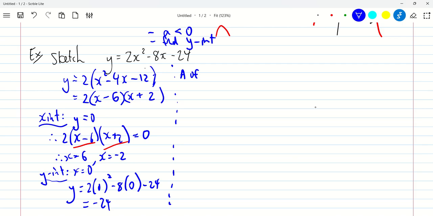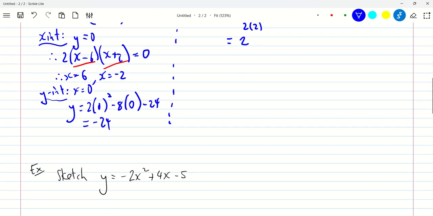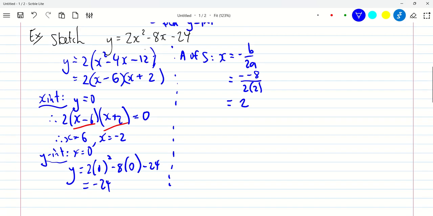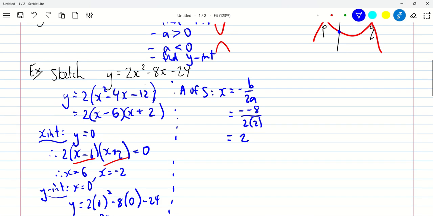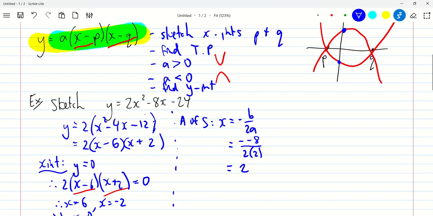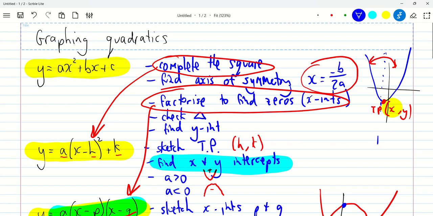Axis of symmetry, not the axis of evil. The axis of symmetry will be when x equals negative b on 2a. And that's equal to negative b, which is negative 8, over 2a, which is 2 times 2, so positive 8 over 4, which is 2. So the x value of 2. And you'll see when we start sketching it, the axis of symmetry, when x equals 2, is the line where the parabola will be the same on both sides of that. Okay, so that's the axis of symmetry.